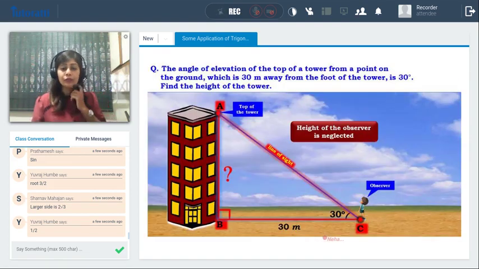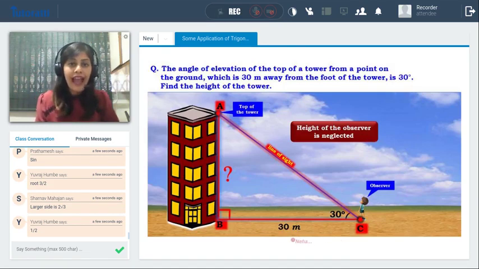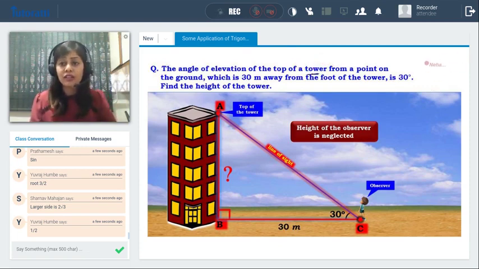Okay, all right. So we're going to quickly move ahead. Students, pay attention now. Angle of elevation of the top of a tower. The moment you realize there's a tower, a structure, a building, it has to be perpendicular to the ground. So we drew a perpendicular for the tower. Let's name it AB.